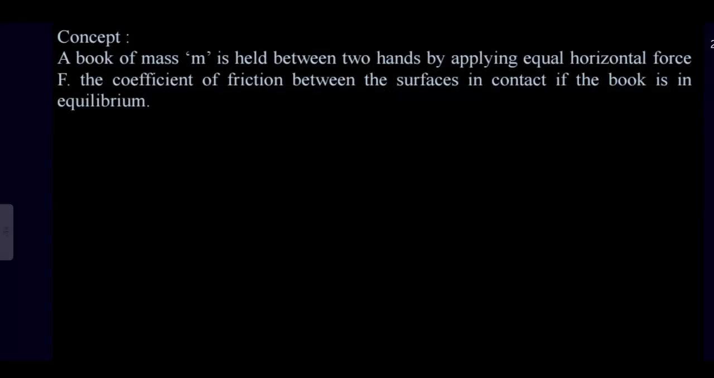A book of mass m is held between two hands by applying equal horizontal forces. Find the coefficient of friction between the surfaces in contact if the book is in equilibrium.